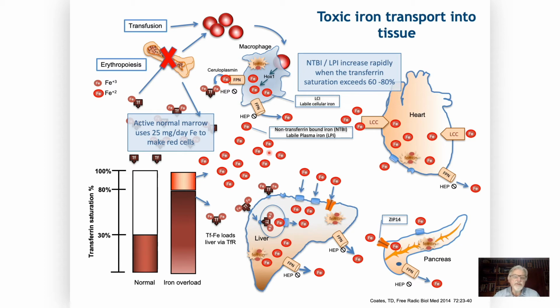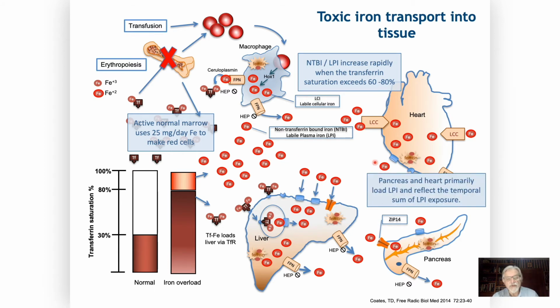And the end result is even more circulating non-transferrin bound iron because it's not being used. And in these kinds of states, when the marrow is dysfunctional like that, you really load the heart and the endocrine organs like crazy because you have a lot of circulating ferrous iron that enters through calcium transporters. And this is really the only way that pathologic iron gets into the heart and the endocrine organs.